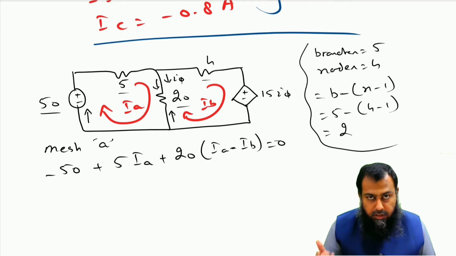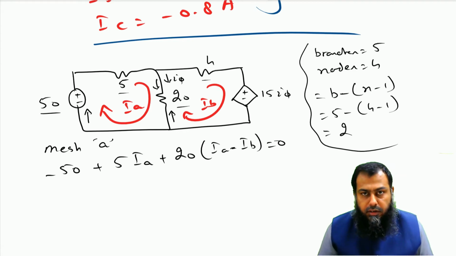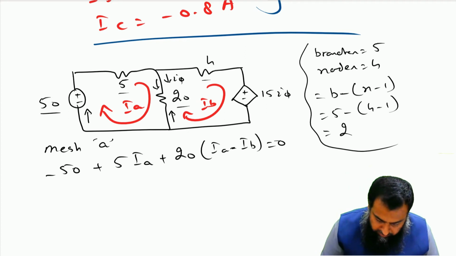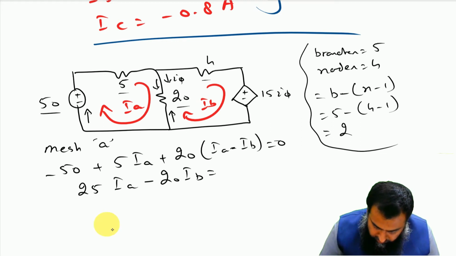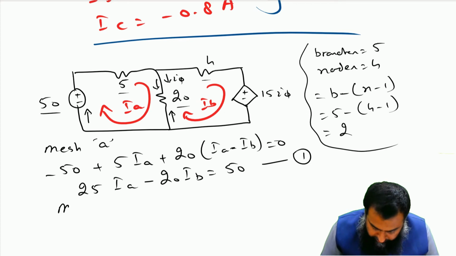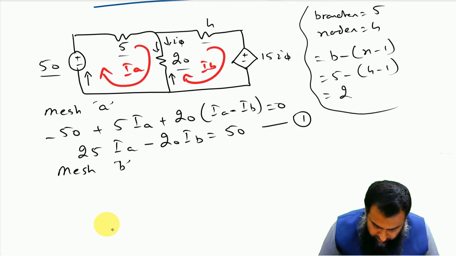That will not make any difference in the end result, because numbers do not lie, and these methods are quite robust in giving you the exact solution. So if I now expand this, we have 25 IA minus 20 IB, and that is equal to 50. So this is my equation number 1. Regarding the second equation, let me write it for mesh B as well.